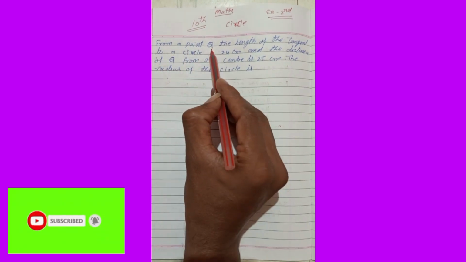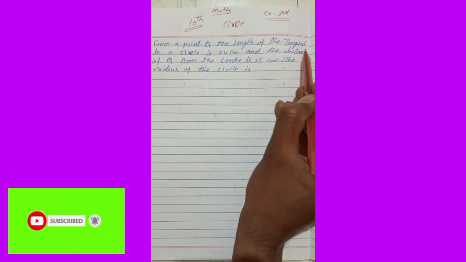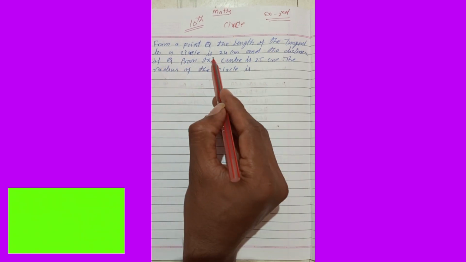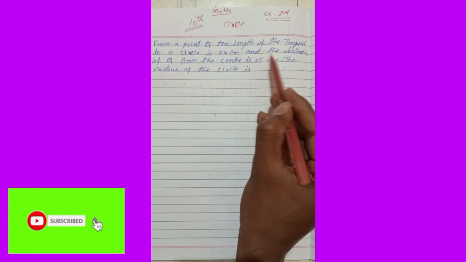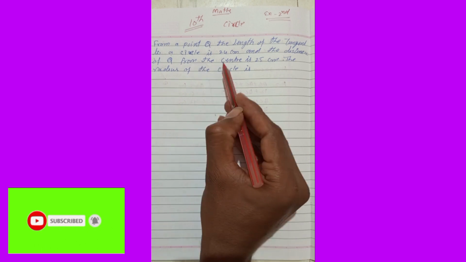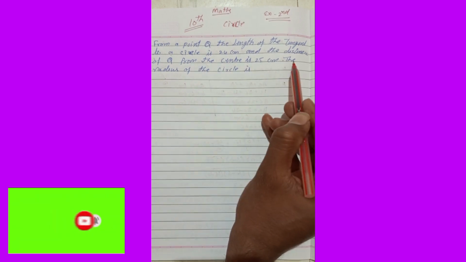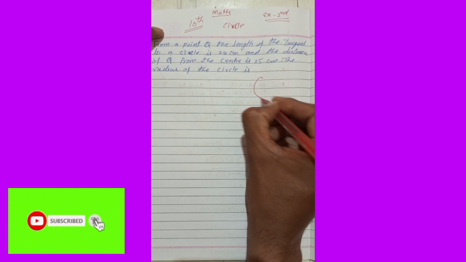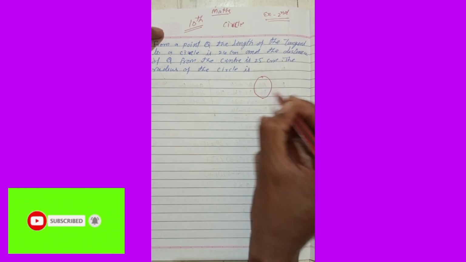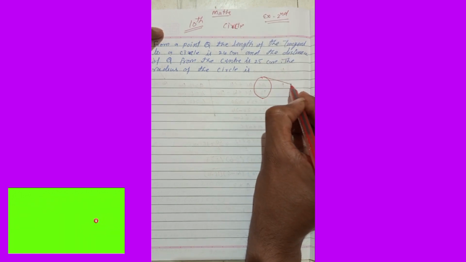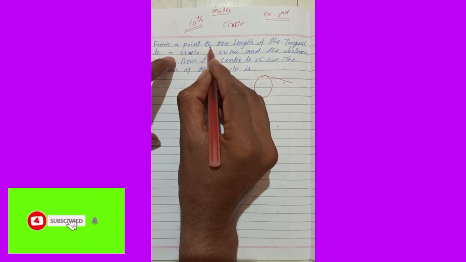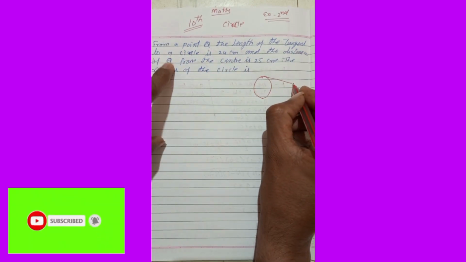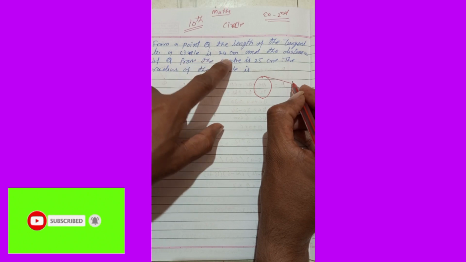From a point Q, the length of the tangent to a circle is 24 centimeter and the distance of Q from the center is 25 centimeter. Then find the radius of the circle. Suppose that this is one circle. I made one circle here. In that, one tangent is there. That is, from a point Q, the length of the tangent to a circle is 24 centimeter.